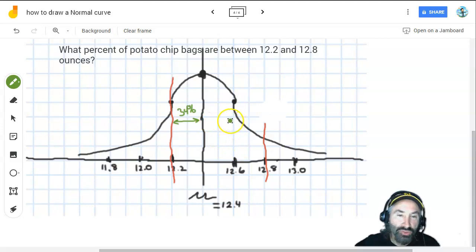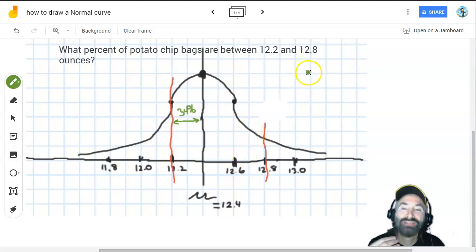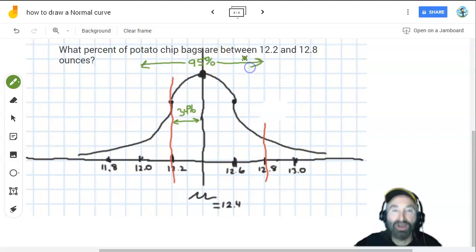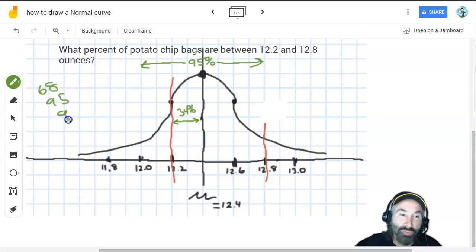Now, we also know that this part over here must be 34%, but that doesn't help us to figure out this part here. Now, I know that you already saw in a picture what percent this is, but I want you guys to have a way to derive it from 68, 95, and 99.7. So, if we go all the way 2 standard deviations from the mean to the left, and all the way out to the right, same thing, that's 95% of our data, according to the 68, 95, 99.7 rule.